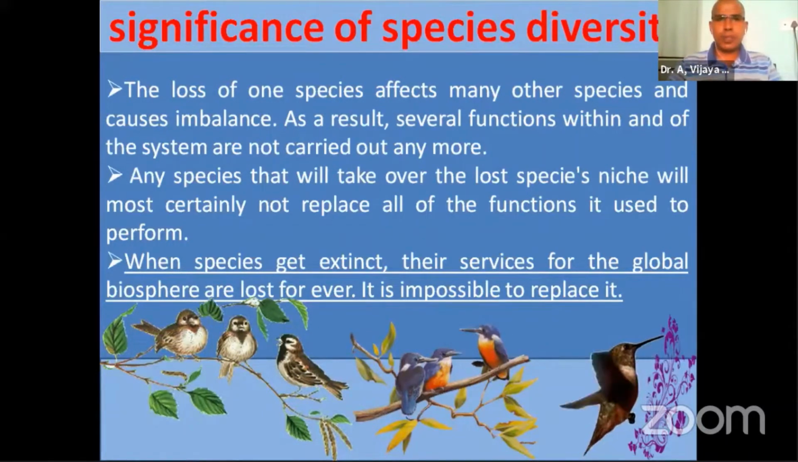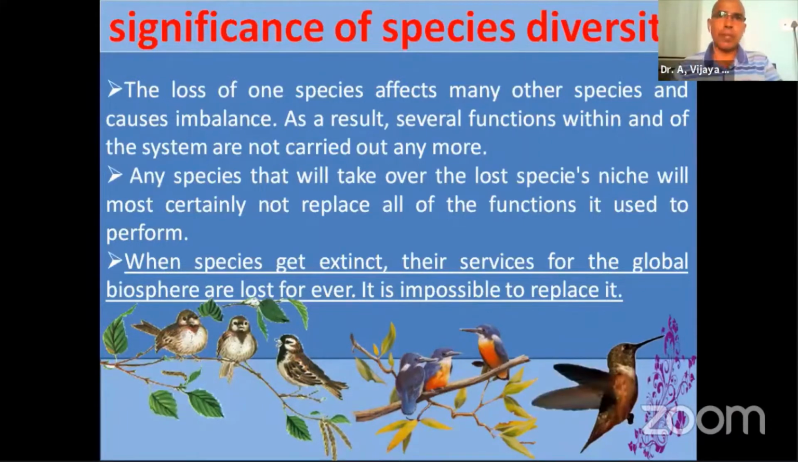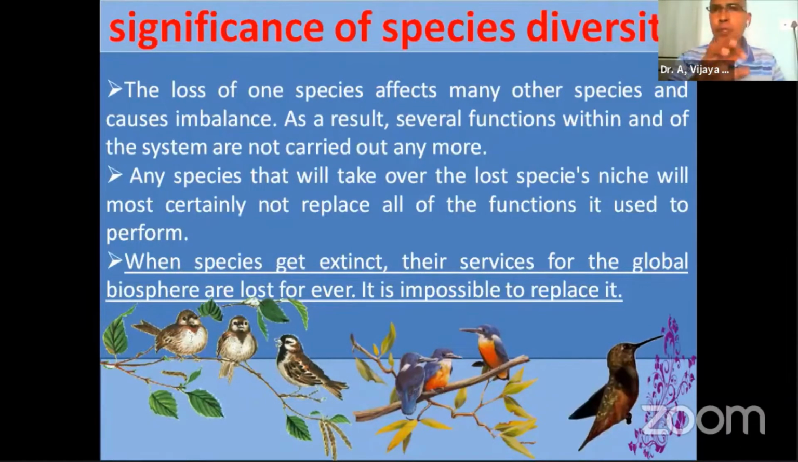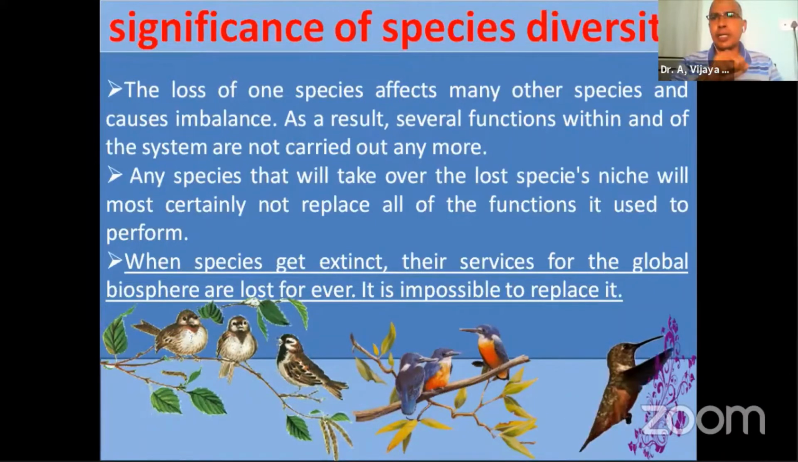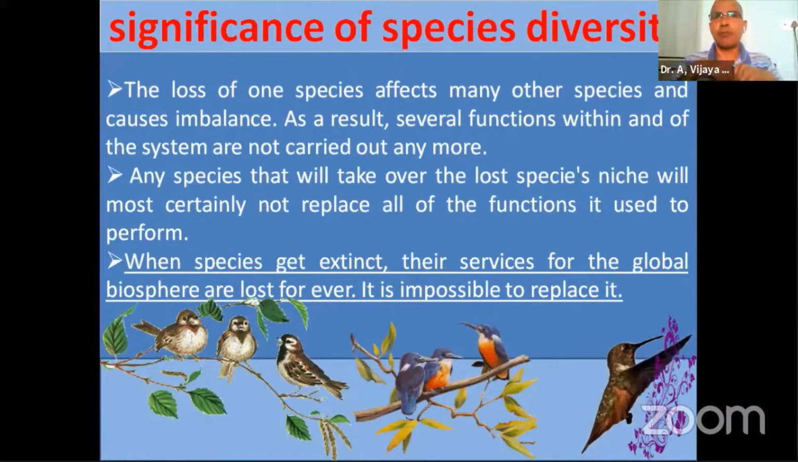And the loss of one species affects many other species. This is again a cascade effect. You know, the food chain: primary producers and primary consumers, secondary, tertiary, and so on. If we withdraw any species in between, or if we withdraw secondary consumers, the tertiary consumers are the first to get affected. And again, the other species which depend on them will get affected. Like this, it is a cascade effect.